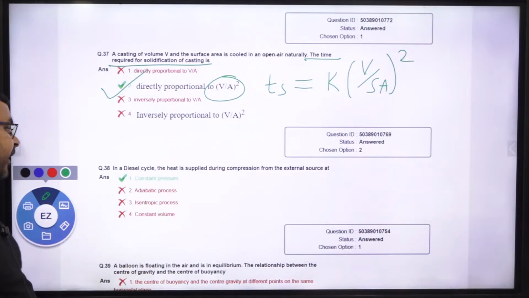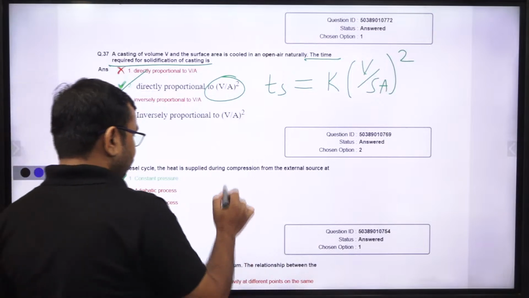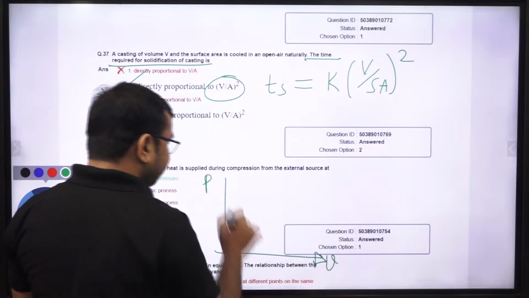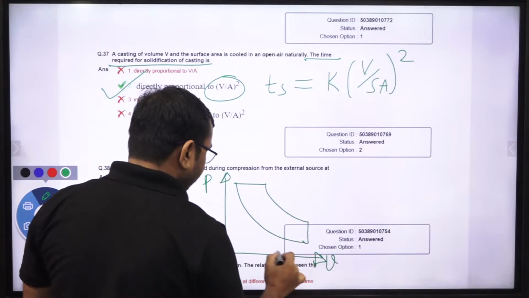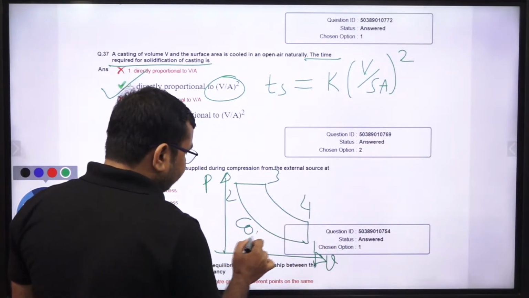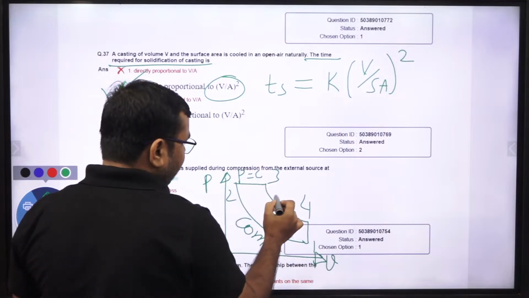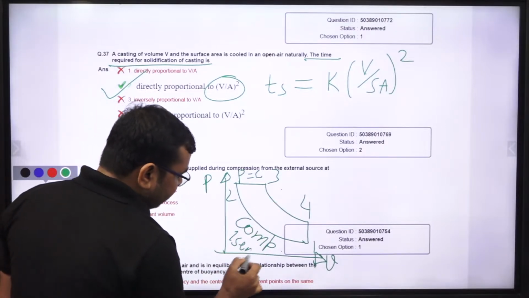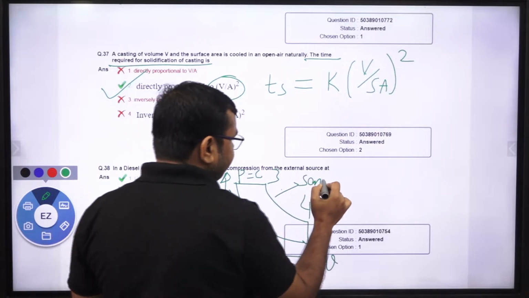Now you can see in a diesel cycle the heat supplied during the compression from the external source is. So obviously if I draw the air standard cycle for the diesel cycle, it looks like this, yes or no? This is 1, 2, 3, 4. This is isentropic compression. This is constant pressure heat addition, and this is isentropic expansion.